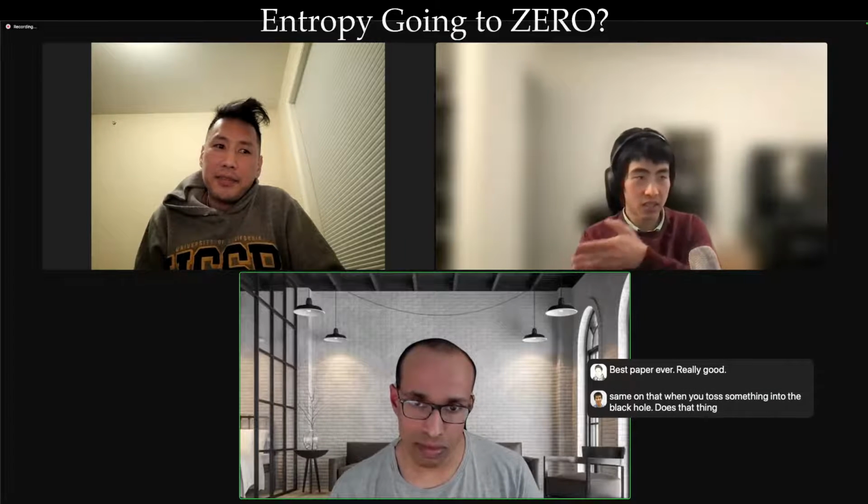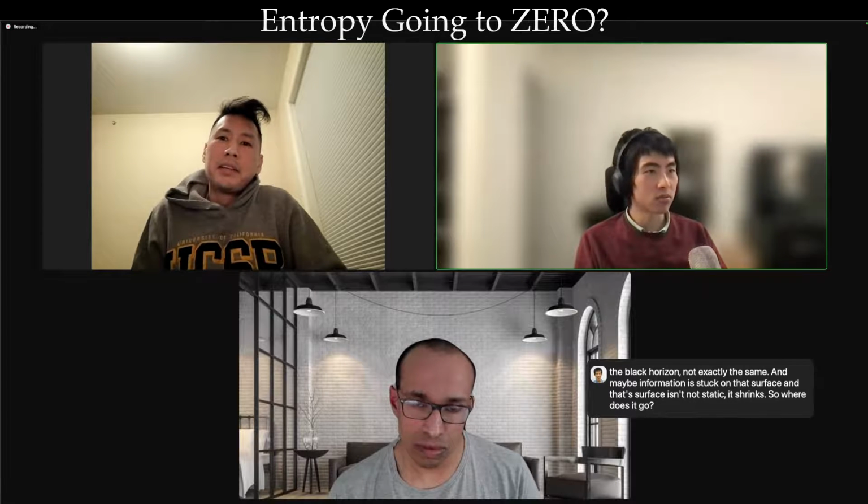And unfortunately, this is very similar to the situation of black holes. It's the statement that when you toss something into the black hole, does that thing stay or does it go away? In a very similar vein, black holes also shrink ultimately because of Hawking radiation. So as the black hole radiates and the horizon shrinks, does the information stick around, or does it go away, or what's the resolution? So we have a very similar scenario. We have a horizon, somewhat similar to the black hole horizon, not exactly the same. And maybe information is stuck on that surface, and that surface is not static, it shrinks. So where does it go? I don't have a good answer. So I really don't know.